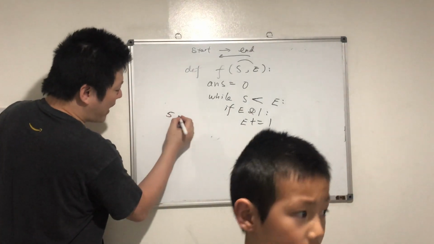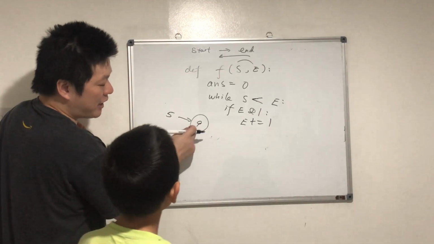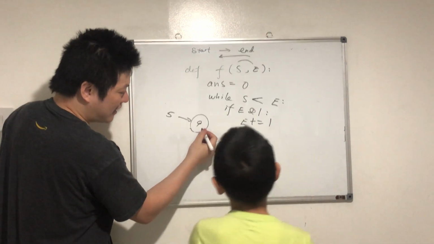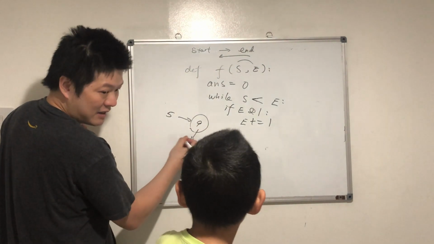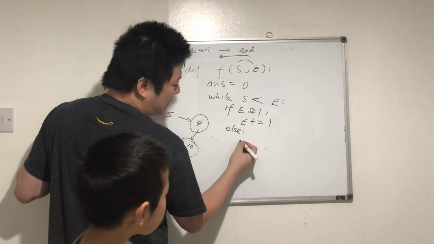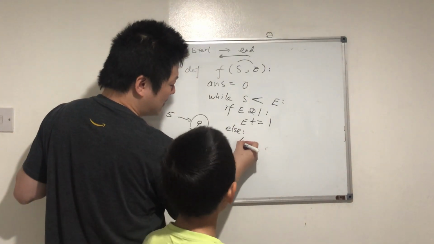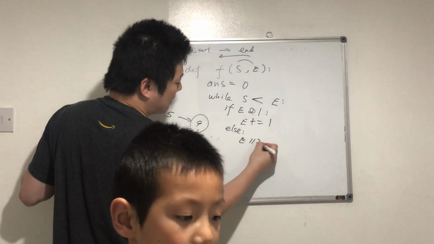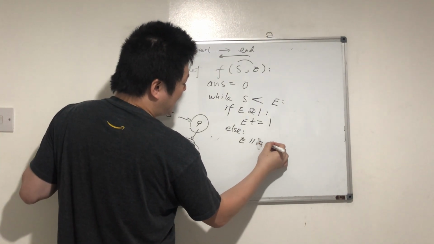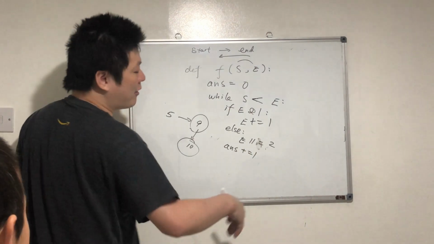Else, look at the example, 9. If N is an odd number, we add 1, so 9 will become 10, right? Else, it's an even number: N divide equals 2. And then we have this answer: answer plus equals 1, because we already made one operation.